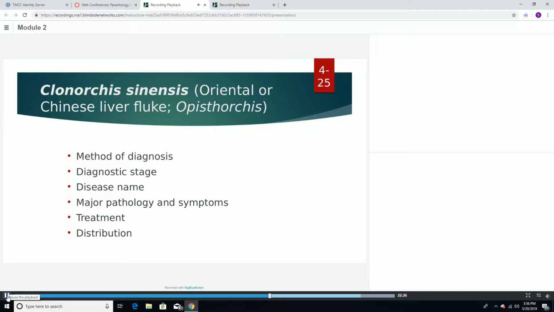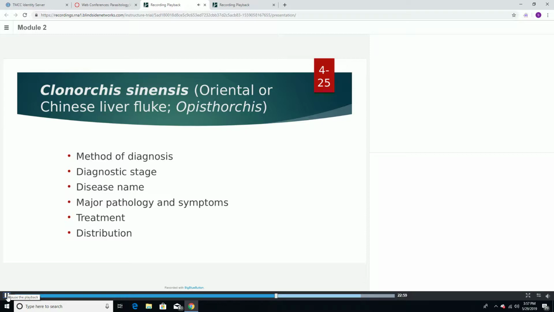Okay, this one's a little bit harder to pronounce. Clonorchis sinensis, or the Oriental or Chinese liver fluke. So here, right in the name, Chinese liver fluke, Clonorchis sinensis. So method of diagnosis, we're going to recover and identify eggs in the feces or biliary drainage from an Entero-Test capsule. Differentiation of species is difficult. We could also perform radiographic studies.